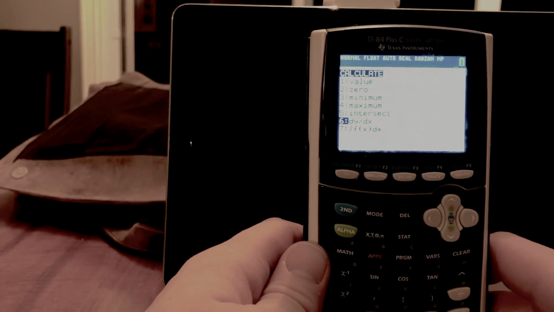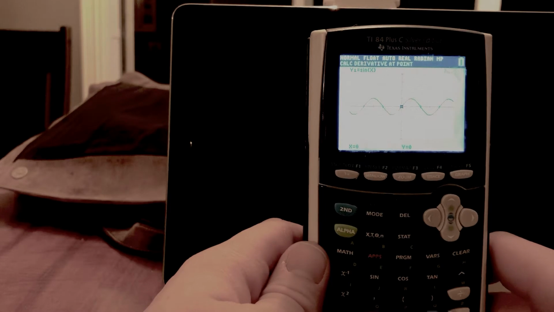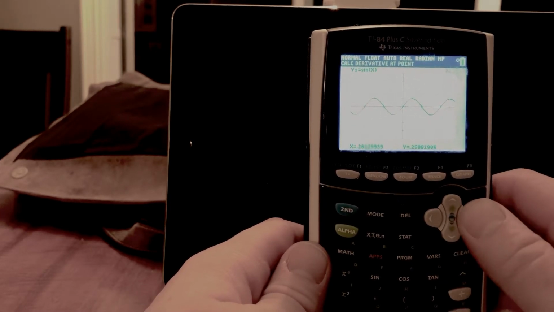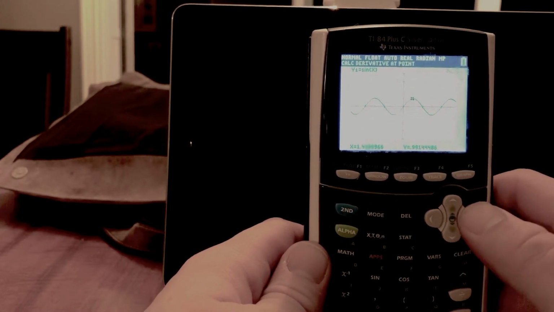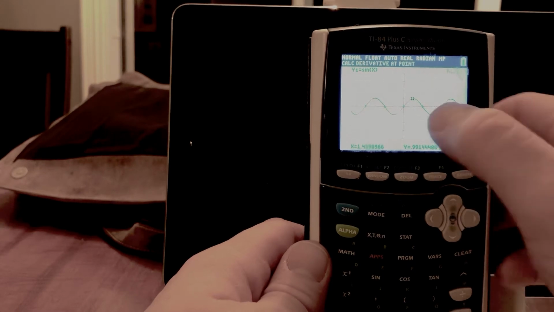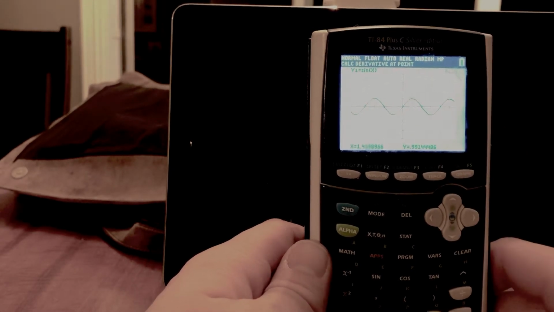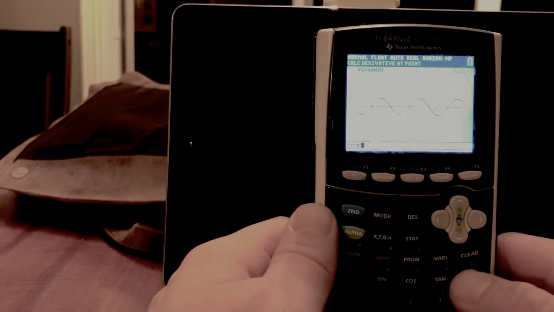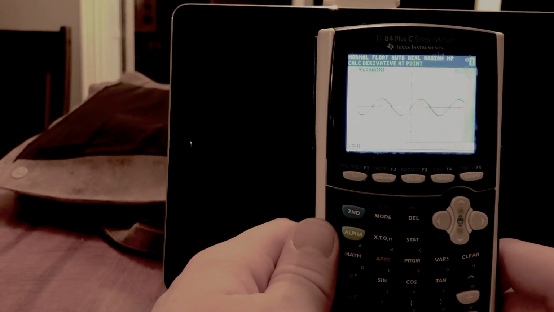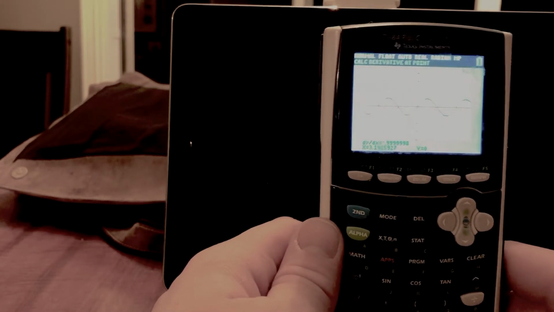And we're going to calculate dy dx, which is just the derivative. So we'll calculate dy dx, and we can scroll over to a particular point using the arrows. Or, we happen to know that this first 0 occurs at pi, so I can just type in pi as my x value and hit enter. And it'll give me dy dx.